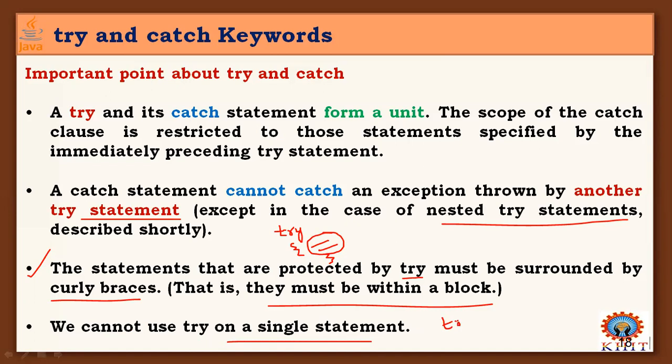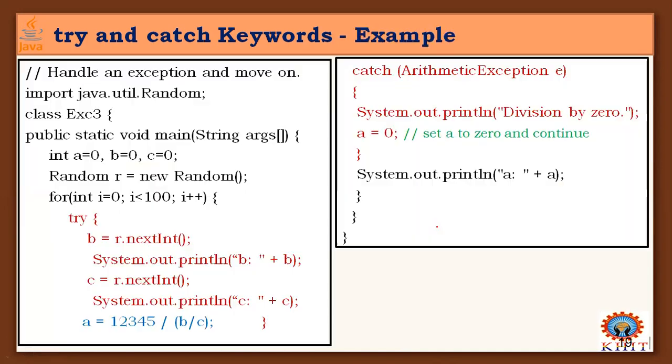You cannot use try like this, on the statement written previously, a equal to 42 by b. You cannot define it like this. So this is invalid in Java. We cannot use try on a single statement. We use try as a block only. Got it? So these are the things related to the try and catch keywords.